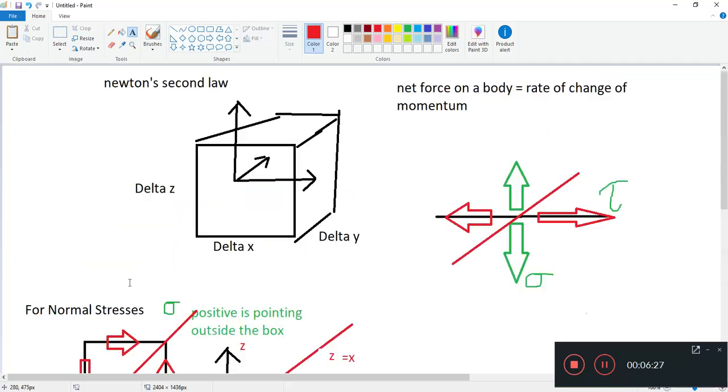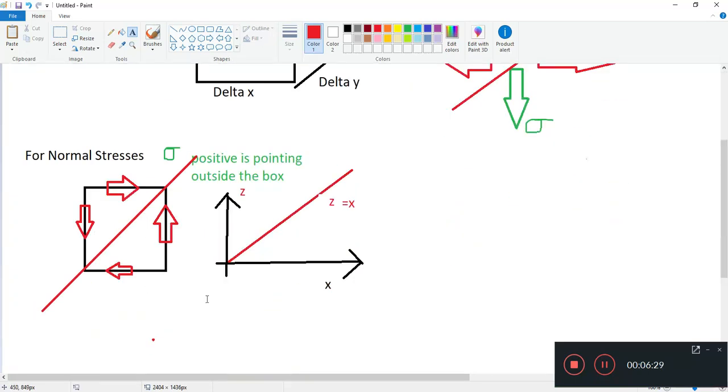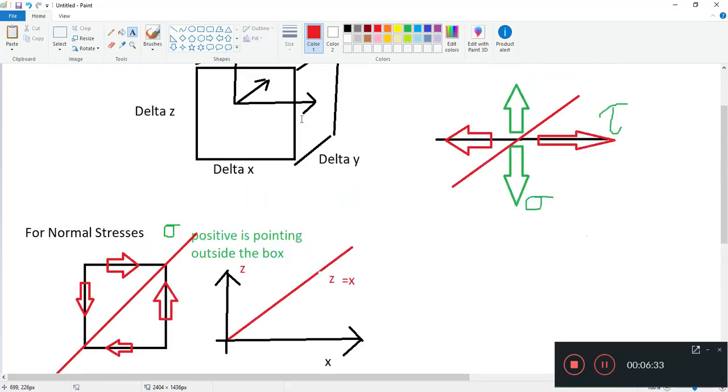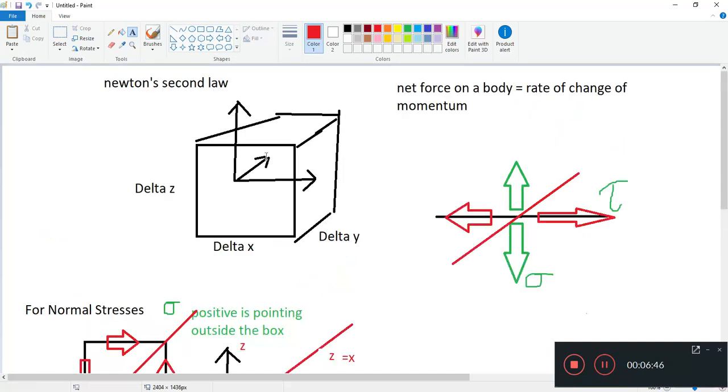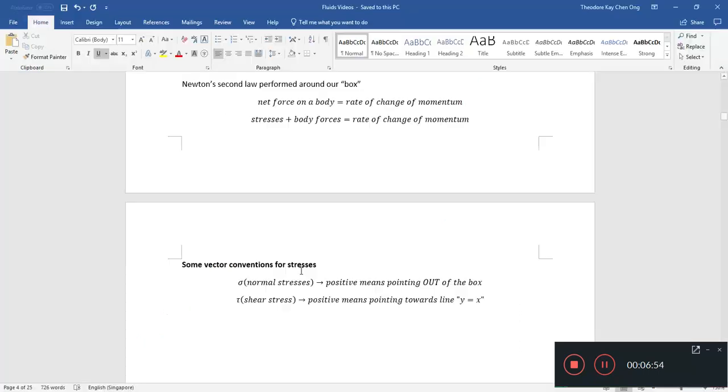Alright, now we have yet another problem that we must deal with: how are we supposed to name all these stress components? Because, you see, each plane has 3 vector components of stress that can be acting on it.